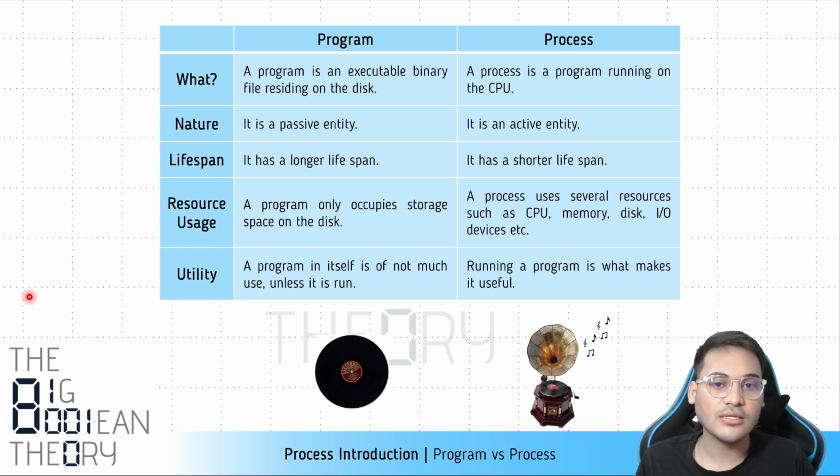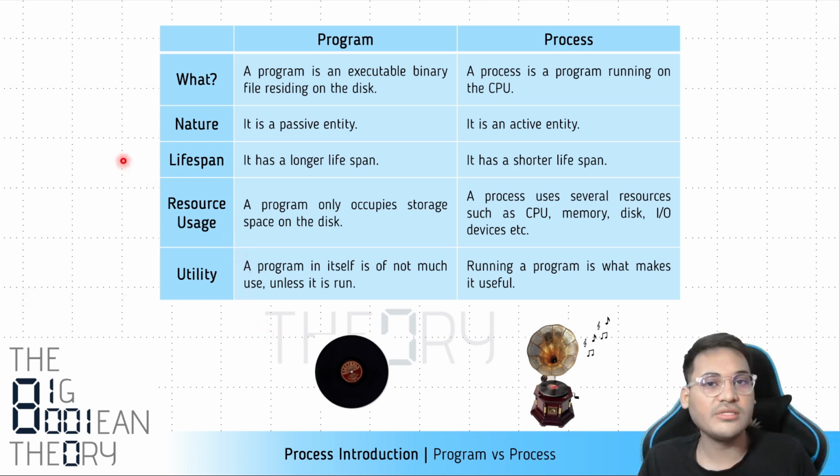So if you see the way in which we use the computer system, we install or write a program once, and then we use the same program file multiple times to launch multiple instances of the process. We only terminate the process, right? So this is how you can see the lifespan of a program is much more than that of a process.